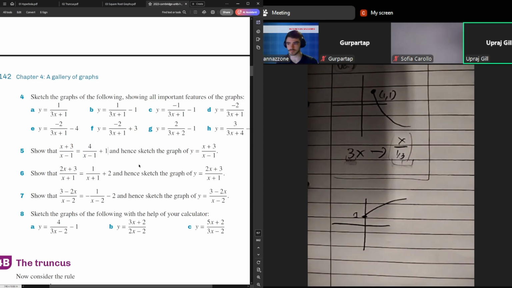Would we subtract the function? Subtract the function? Depends on how you mean. Like we bring the 4 over x minus 1 to the other side?